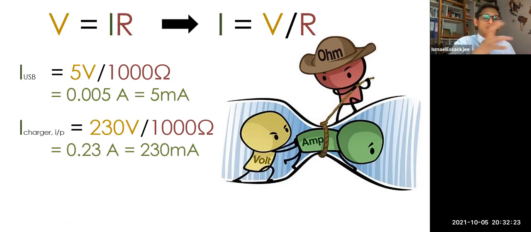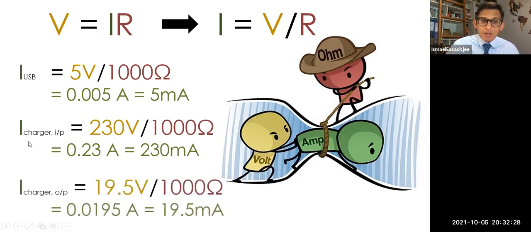So this is what we call the high voltage side, the 230 volt side. For the charger, on the low voltage side, which is connected to your laptop, it's 19.5 volts divided by 1000 ohm, and you're going to have 19.5 milliampere, which is slightly less than 30 milliampere. So basically, you can still work around it. It's not going to be fatal. You're going to have maybe a quite significant electric shock, but not an electrocution. It's not going to lead to death ultimately.